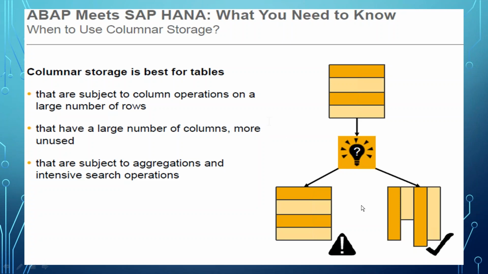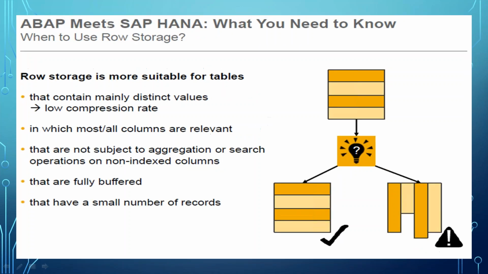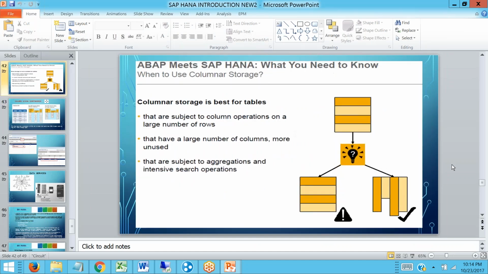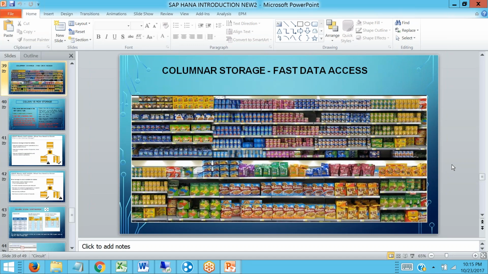So this is how we try to see this. Column store is better for tables that are subject to column operations and have a large number of rows, and that have a large number of columns, many unused, and that are subject to aggregations and intensive search operations. Row store is better for tables that contain many distinct values and have low compression rates. Okay, so that is the difference between your row store and column store.